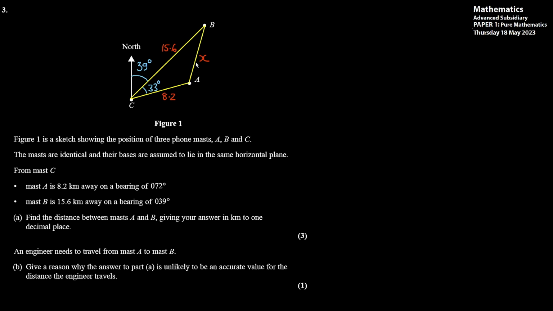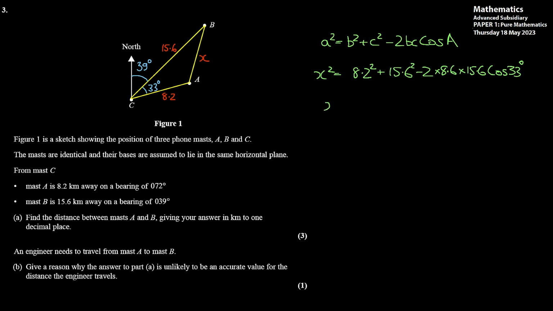Have we got a side angle pair of which we know everything? No, we don't. So we're going to have to use the cosine rule. Putting in our values, I get this, which turns out that x squared is equal to 96.03. And it turns out that x is 9.8 kilometres to 1 decimal place. And that's the answer to part A.